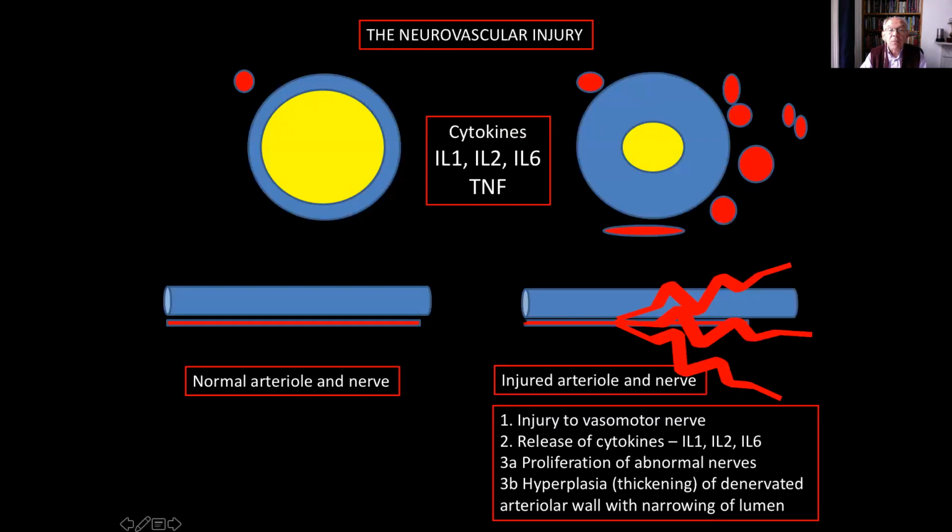Now, the mechanism of the injury, we think, is as follows. If we look on the left-hand side, this is the normal umbilical artery and nerve with its nerves here, and here in cross-section. And you can see here that there's a normal-sized lumen, we call it the channel through which the blood flows. Whereas when this nerve is injured, it releases a lot of what we call cytokines, which are proteins which have different effects on both nerves and blood vessels.